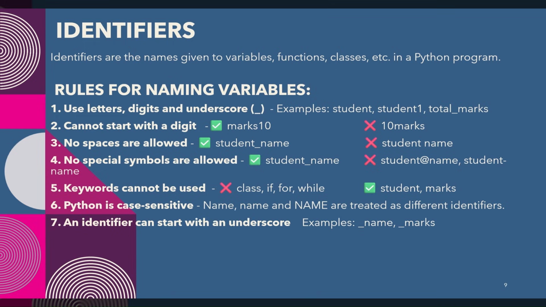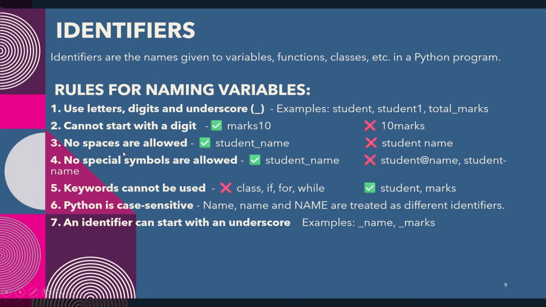Now, there are various rules for naming variables in Python. We have to learn all these rules. First, you can use letters, digits, and underscore. The examples are shown over here: student, student1, total_marks are allowed in Python. Digits are allowed but not at the beginning. That is the second rule: a name cannot start with a digit. And no spaces are allowed in this.